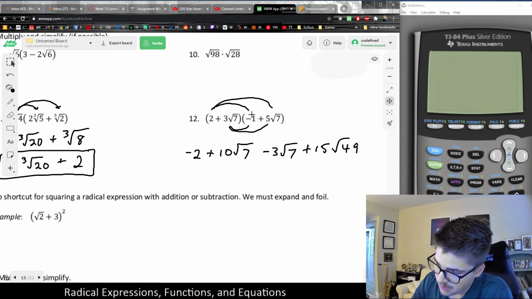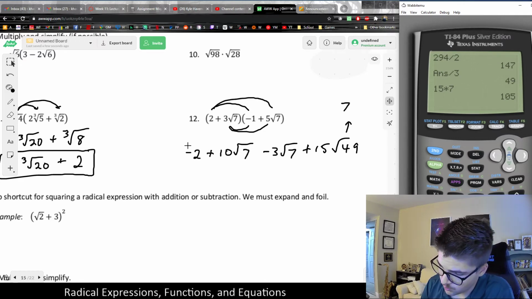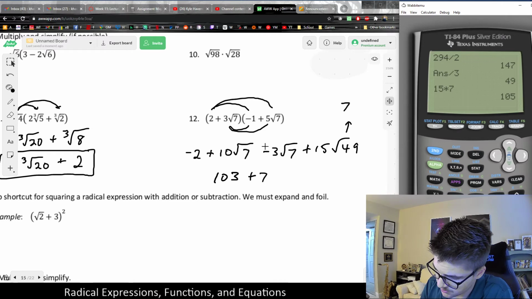And now I could combine like terms because, again, as I said before, root 49 is just 7. So this would be 15 times 7, which is 105. And then I have a minus 2, so that would make 103. And then the roots will play nicely because those won't simplify, but 10 root 7 minus 3 root 7 will just make 7 root 7. And that would be my final answer.